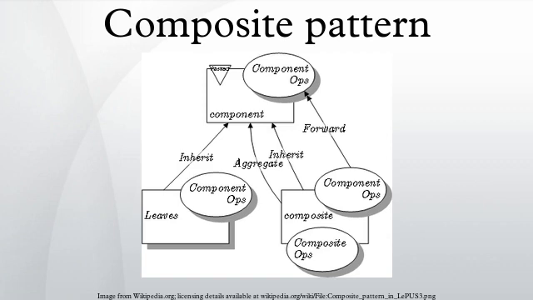Motivation: when dealing with tree-structured data, programmers often have to discriminate between a leaf node and a branch. This makes code more complex, and therefore, error-prone. The solution is an interface that allows treating complex and primitive objects uniformly.